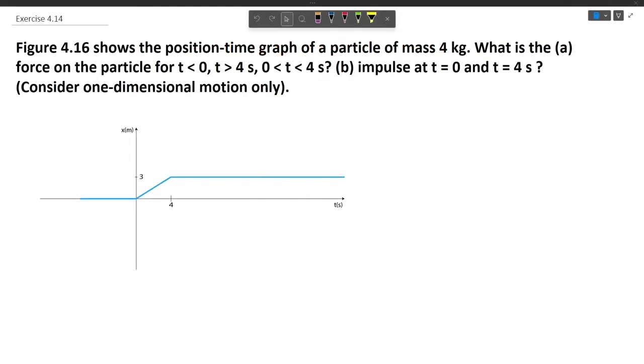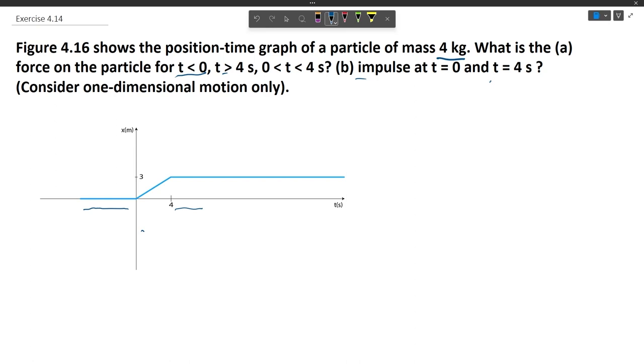The question says that figure 4.16 shows the position time graph of a particle of mass 4 kg. What is the force on the particle for t less than 0? That is this zone, t greater than 4 seconds, that is this zone, and t between 0 and 4 seconds, that is this zone. We also need to find the impulse at time t equals 0 and time t equals 4 seconds. We have to consider one dimensional motion only.